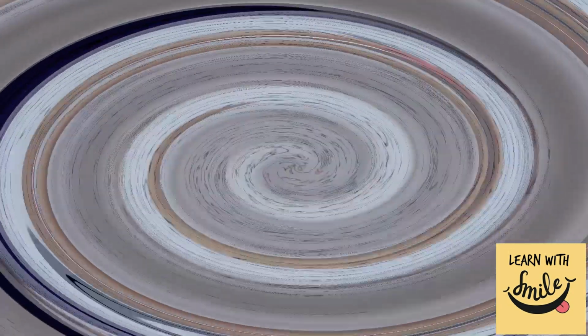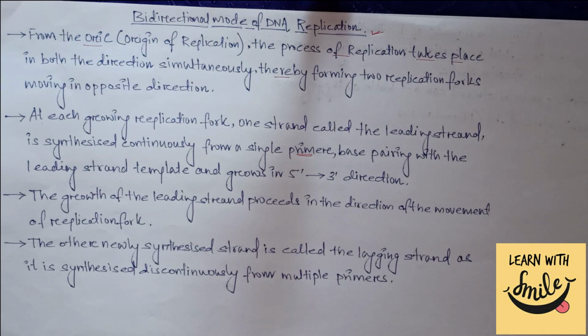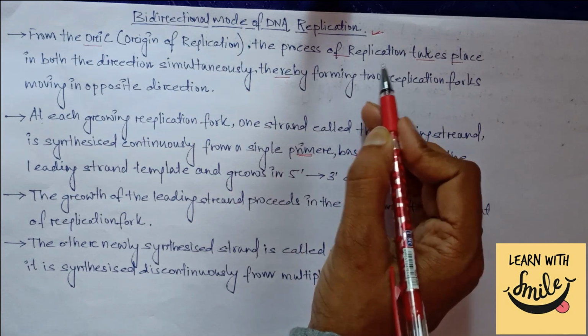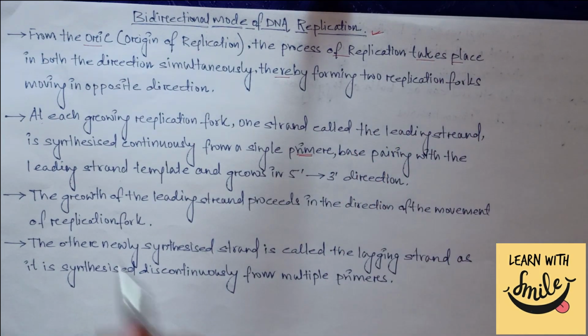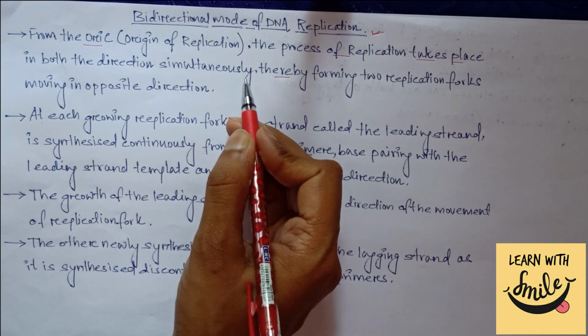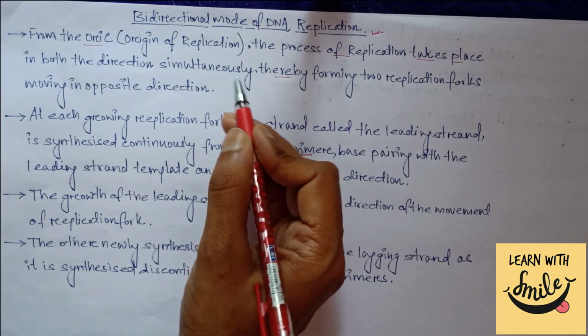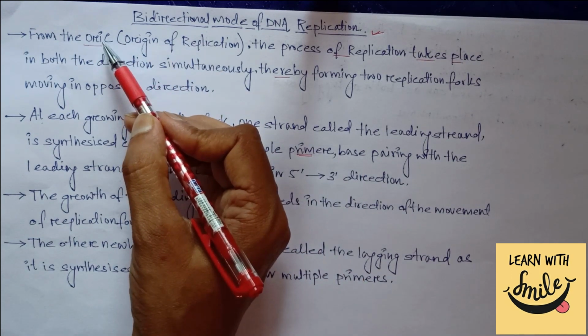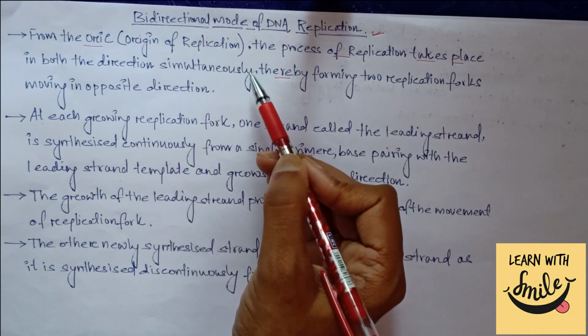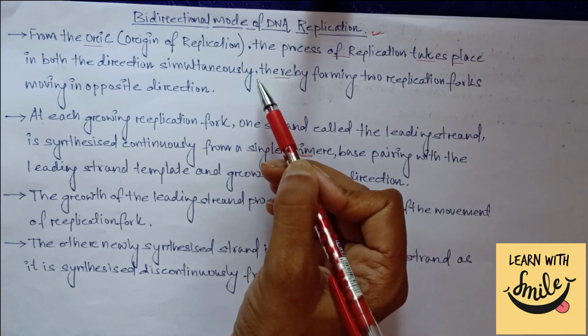So let's start. Now, as discussed previously, OriC is the region from where the process of replication initiates, as it is this region from where the melting takes place, and we know that melting is very essential for the process of replication to move forward. But the process of replication takes place in both directions simultaneously, which means that replication starts or originates from the OriC, but it originates in both directions from the OriC.